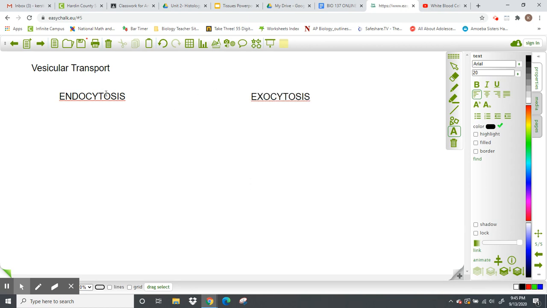Usually words that end in SIS are a process. Cyto means cell, endo means in. So endocytosis is a process by which we bring things into the cell. Endo means into, so we are bringing things into the cell. In exocytosis, I want you to think of exit. So in exocytosis, we are taking things out.